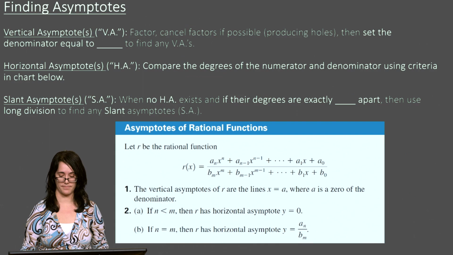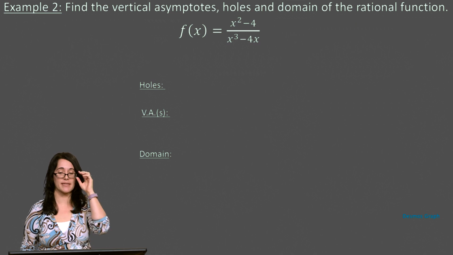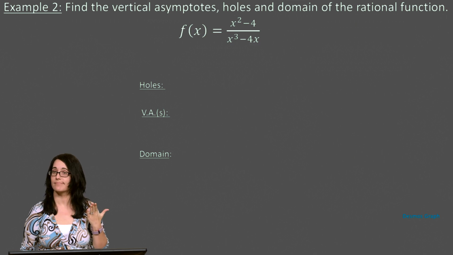So here's our first example, and example 2 technically asks you to find any vertical asymptotes, holes, and state the domain of the function. Here it tells me that f of x equals x squared minus 4 over x cubed minus 4x. To get started, what I would want to do is factor.